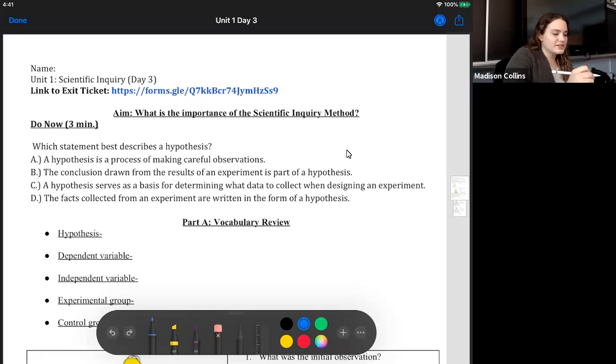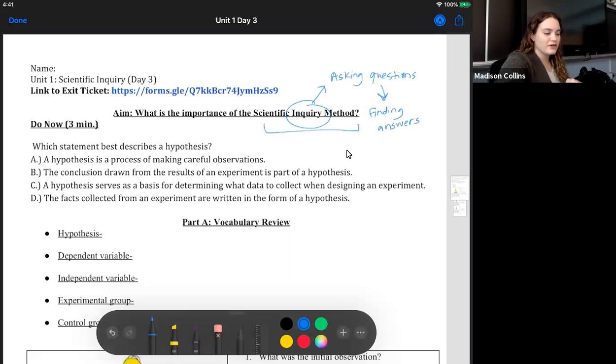All right, so today's aim, what is the importance of the scientific inquiry method? Well, the first thing we can annotate in this aim is the word inquiry. We went over this when we talked about our day 1 practice. But the word inquiry is talking about asking questions. And along with those questions, when we complete the scientific method, we're also looking for answers. So we're asking questions and finding answers. Those two processes together make up the scientific method.